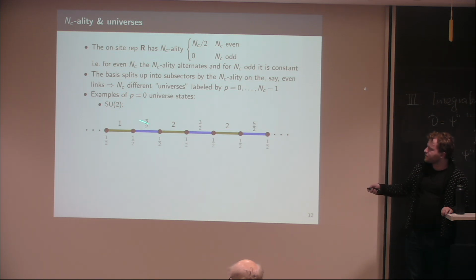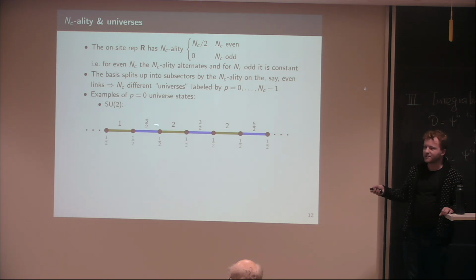For SU2, we could have a link that starts with a spin 1, and then on each site, we have to tensor with a spin half, and we can go up or down, just with the SU2 tensor product. So I can go up to 3 halves, up to 2, back down to 3 halves, up to 2, up to 5 halves. There's, of course, many choices, but this is one of them. But you can see this alternation. On even links, I have integer spin representations.